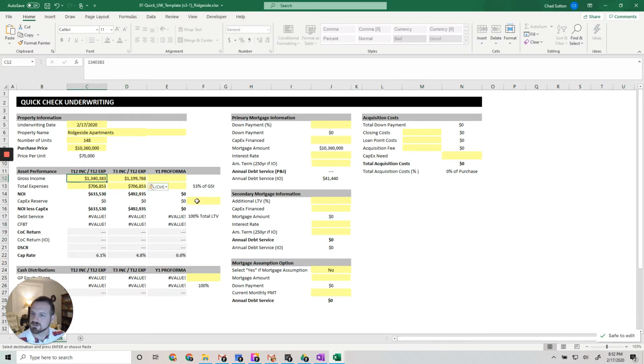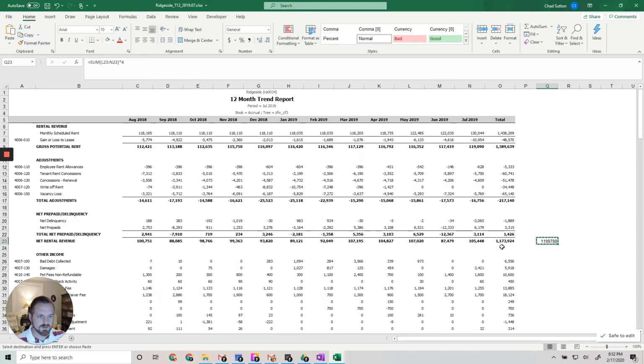Well, that's interesting. It actually went down. I don't remember that. Oh, yeah, that makes sense. Looks like they had a pretty bad month in June. Could have been some hefty move outs or something like that. We'll interrogate that later. Point is, that's where it is.